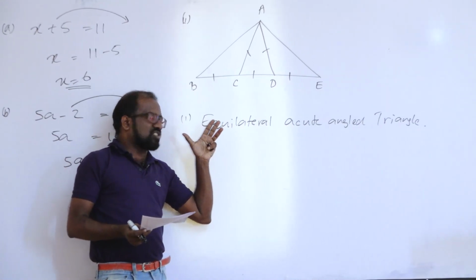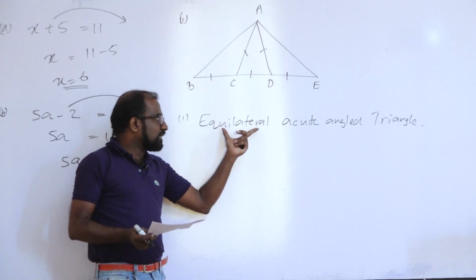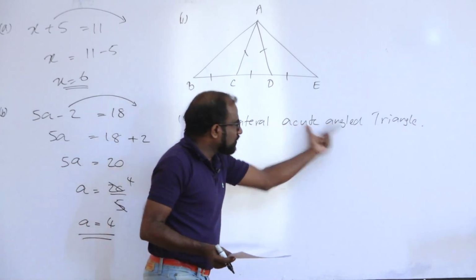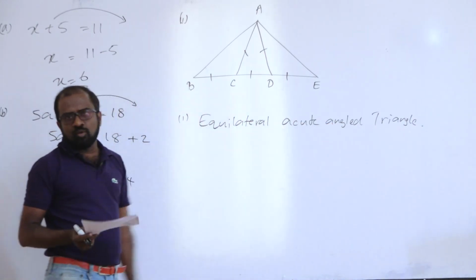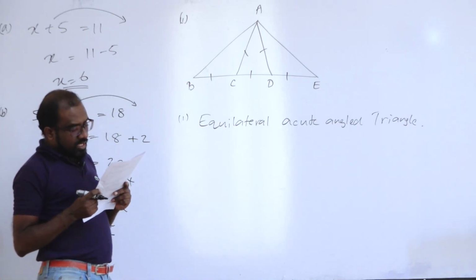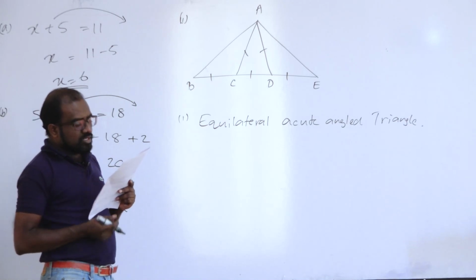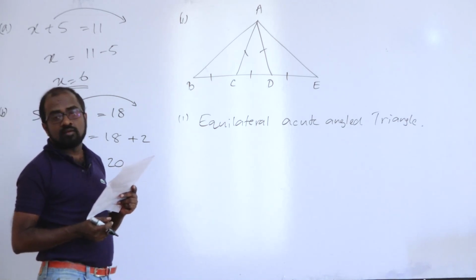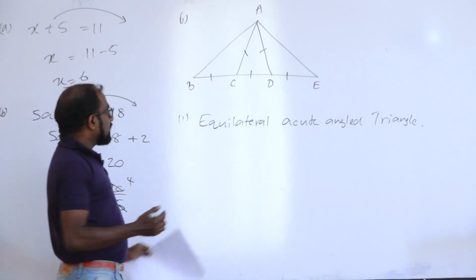But considering the length of the sides and magnitude of the angles, you have to write the answer for both. Next one. Name the triangle ACB, again considering the length of the sides and magnitude of angles. ACB.